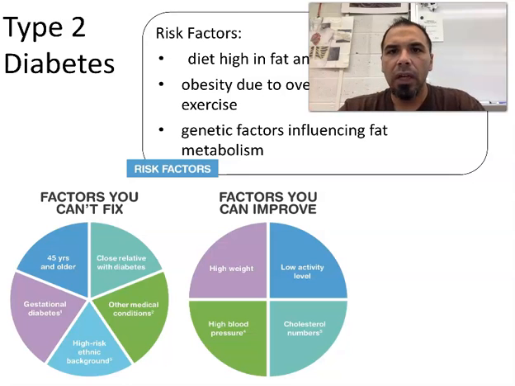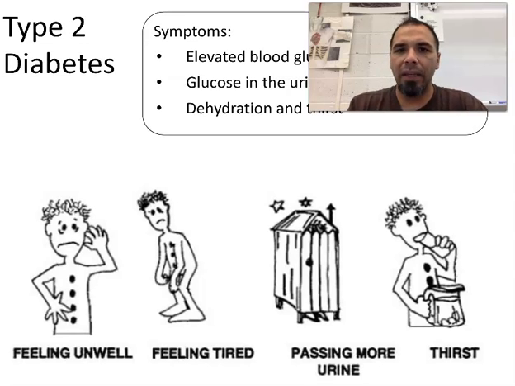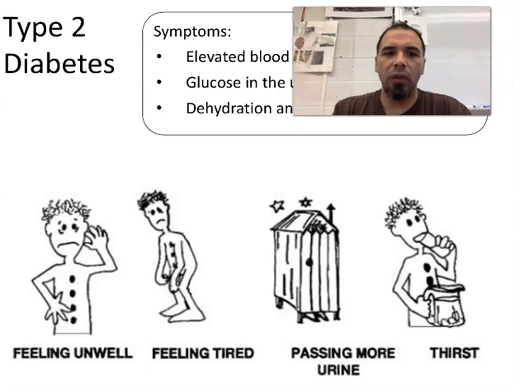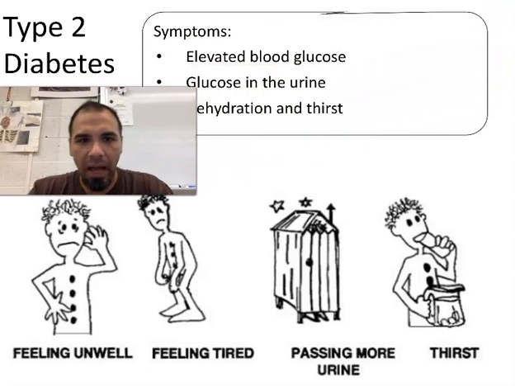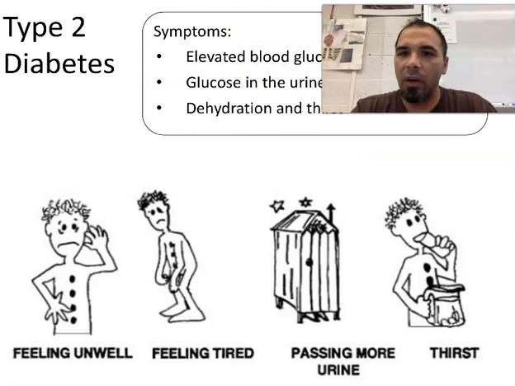So again, this was just a quick overview of diabetes, and let me just wrap this up here. If type 2, we're going to focus on this one because it's 95%. Some of the symptoms: you have elevated blood glucose, you're going to have glucose in the urine, and often dehydration and thirst are some of the factors. So feeling unwell, feeling tired, going to the bathroom a lot, excessive thirst, right? But these could also be factors from other disorders, or maybe you've just not eaten enough or drank enough water that day.